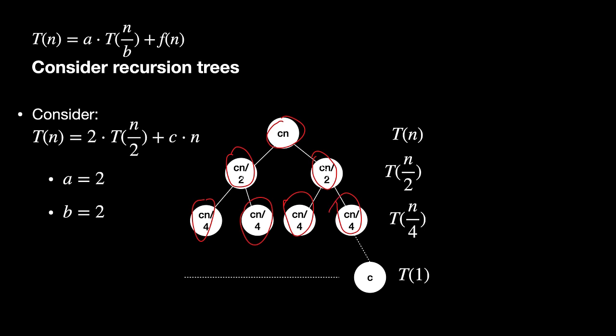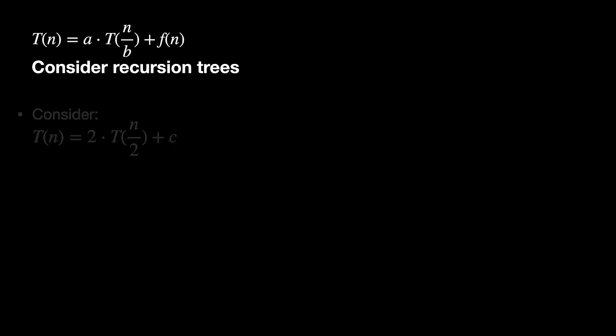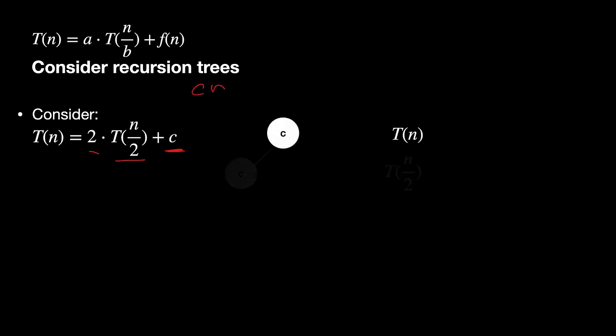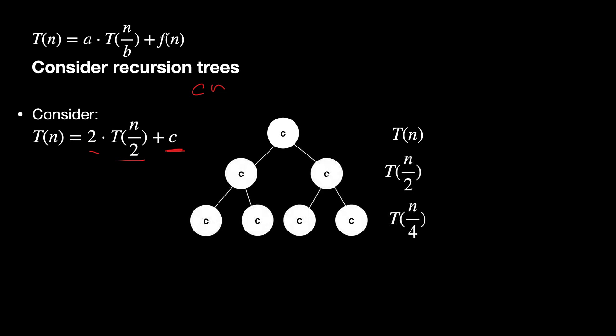Let's consider a slight variation of this problem. Let's consider what happens if we simply change that last parameter. We still have 2T(n/2), but here we just have plus c. If you remember, in the previous example it was plus cn. So in this case, our tree diagram looks a little bit simpler. At each node, we do c units of work, and it no longer depends on the problem size.